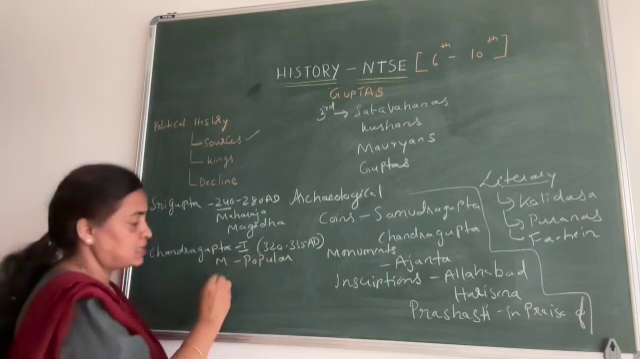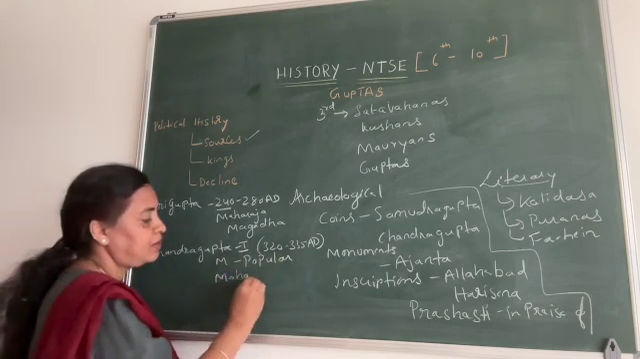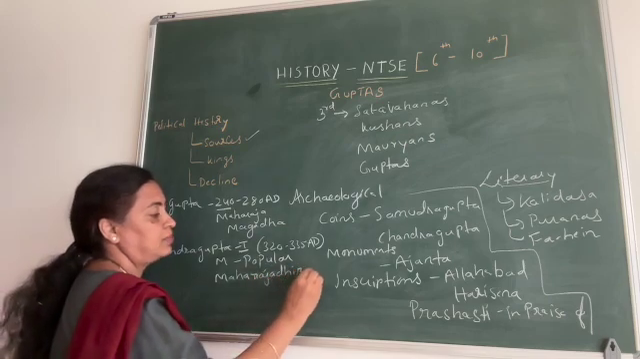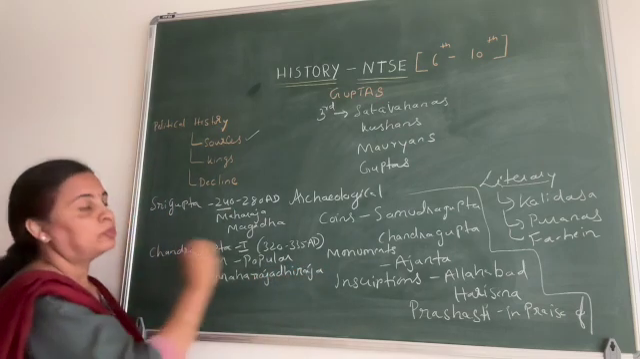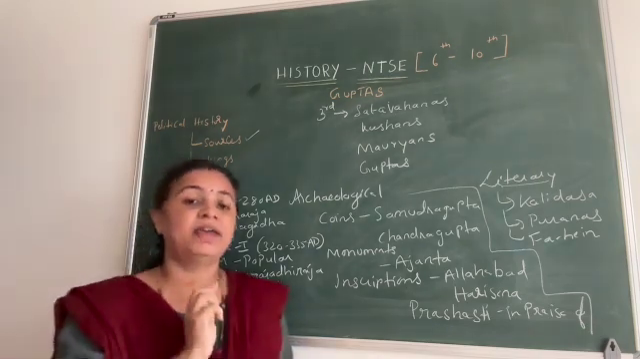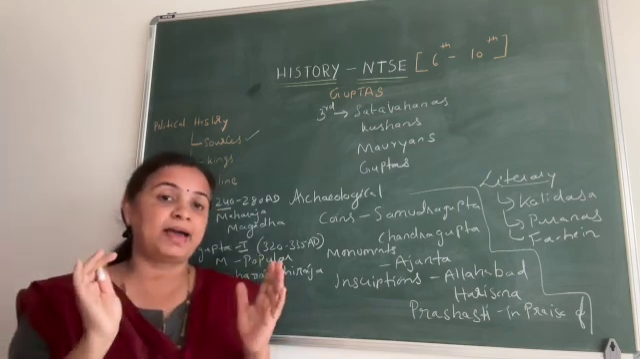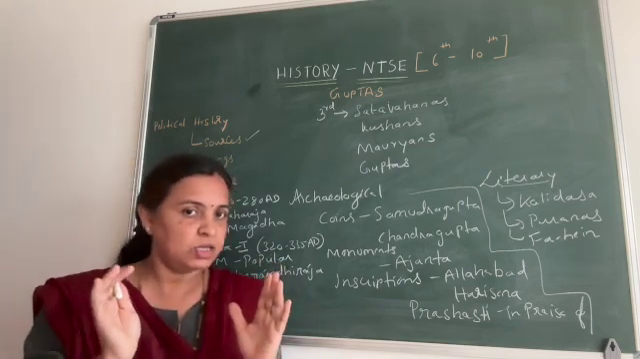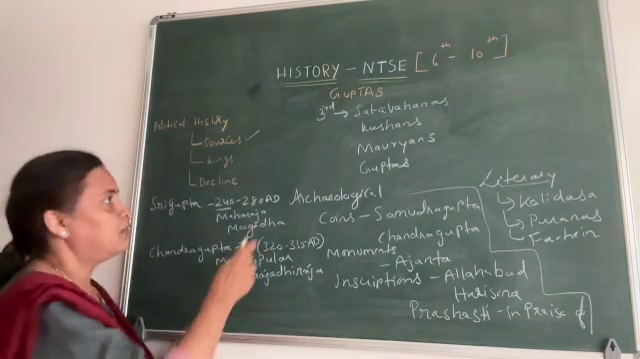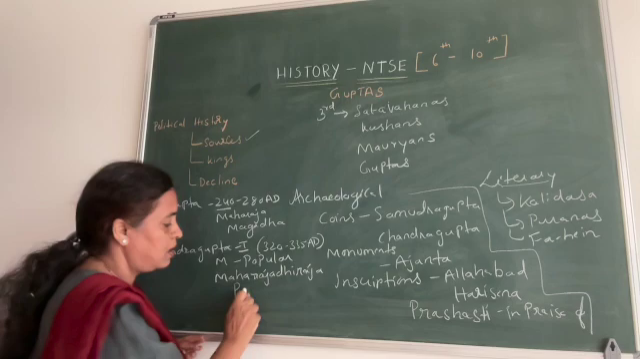What was he known as? Maharajadhiraja. Chandragupta I did many things to make the Gupta Empire, the kingdom, very strong. So what all did he do? First of all, he made Patliputra the capital of the kingdom.